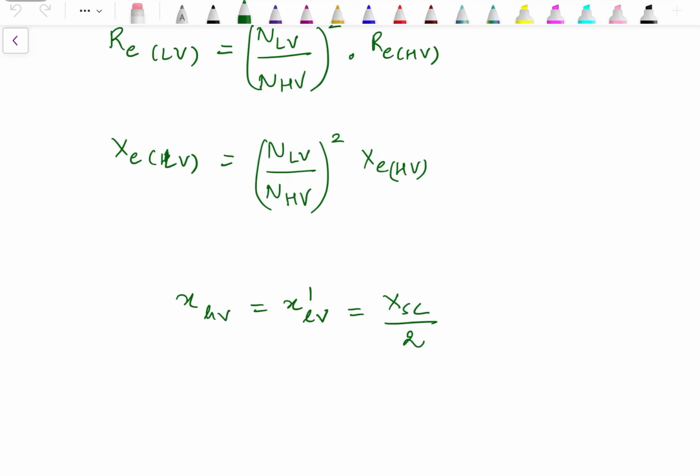using the various formulas which we have developed in the previous videos, also using the different concepts of the transformer.